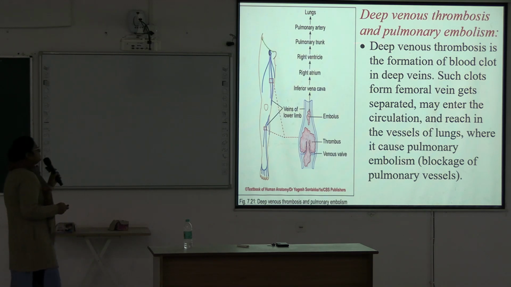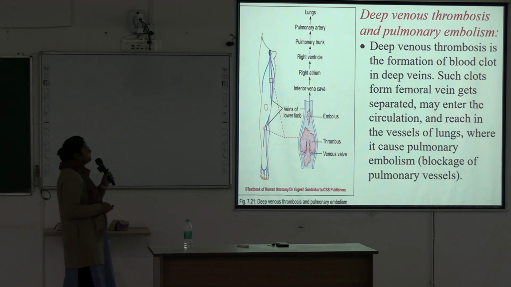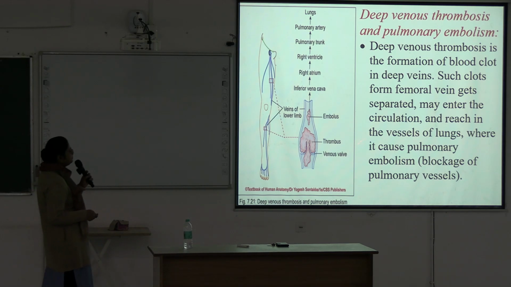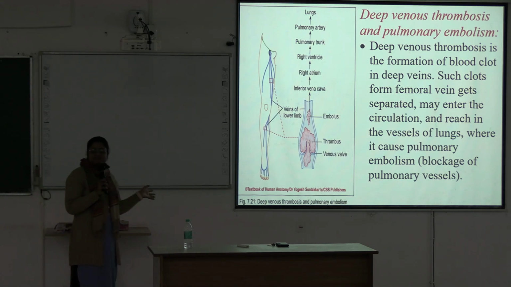Next is deep vein thrombosis and pulmonary embolism. The deep venous thrombosis is formation of blood clot in the deep veins, and such clots formed in femoral vein get separated and may enter the circulation and reach the vessels of lung, where it causes pulmonary embolism or blockage of the pulmonary vessels. Very fine vessels are present in lung, that's why the clots are trapped there. Also, there are fine vessels in our brain. There also embolism can occur.